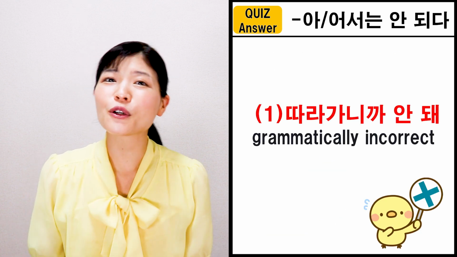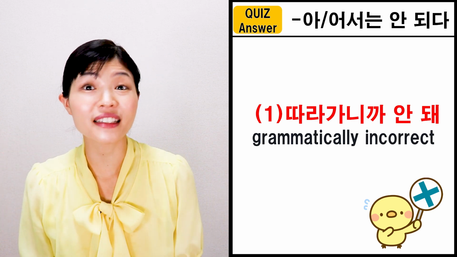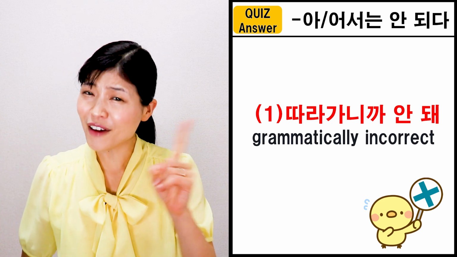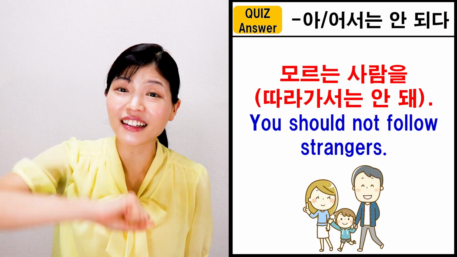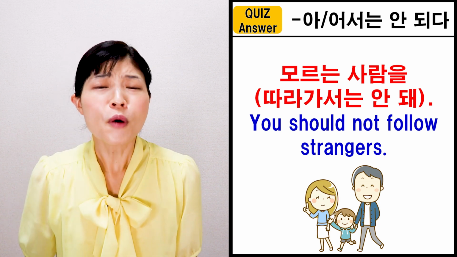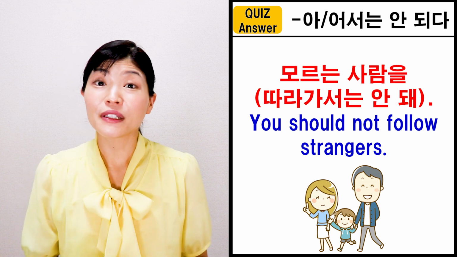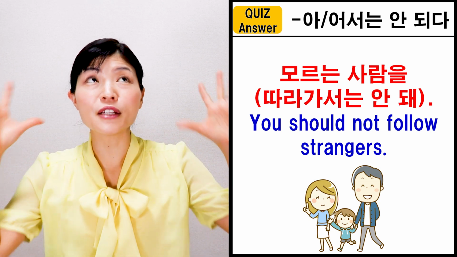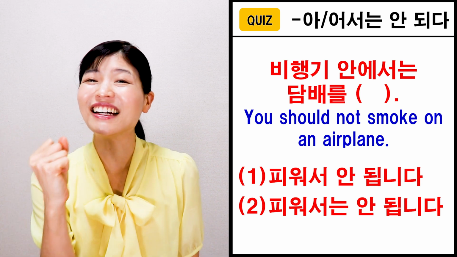Is there anyone who picks number 1? Unfortunately, that is grammatically incorrect. So be careful next time, okay? Then let's read it together as if you are worried about your child as a mother. 모르는 사람을 따라가서는 안 돼. Please read it several times, imagining you became a mother. Then let's look at the next quiz.